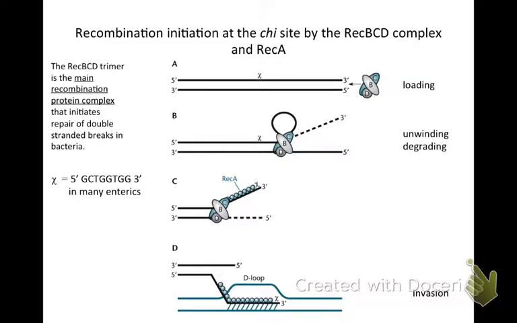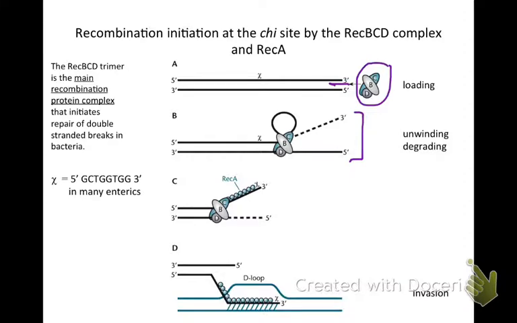Well, let's look at the proteins that initiate this recombination event. First of all, we're going to look at the RecBCD trimer protein complex that can bind to a double-stranded break, and it both separates the DNA because it has helicase activity. So we'll see it moving in here. You can see the DNA is separated here, but it also degrades the DNA because it has exonuclease activity.